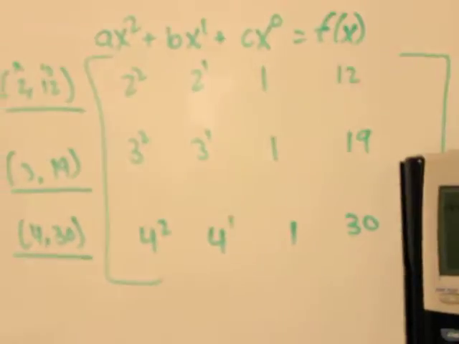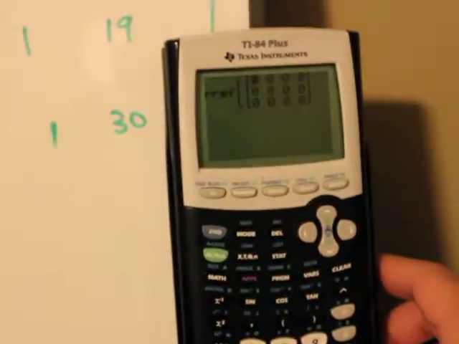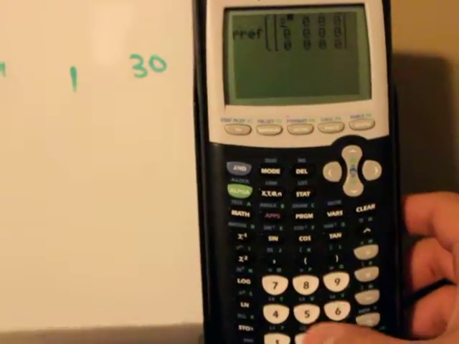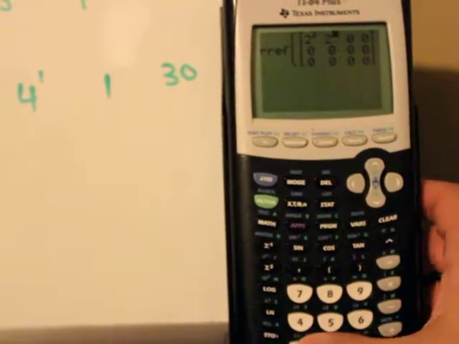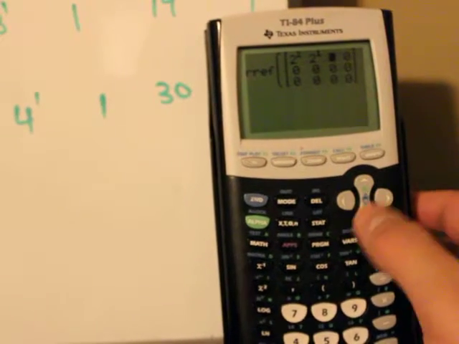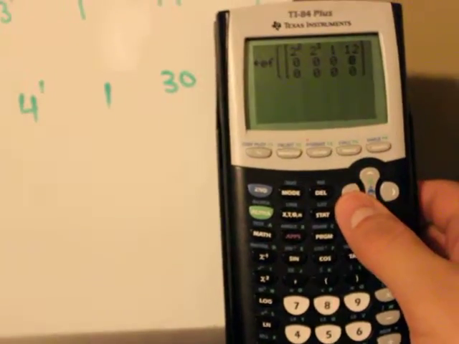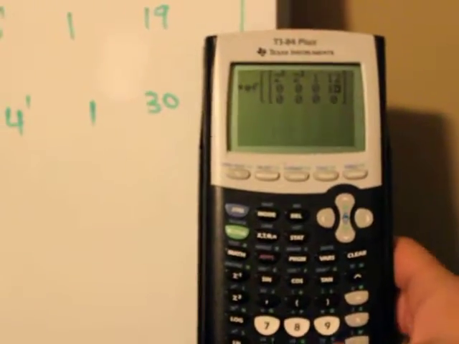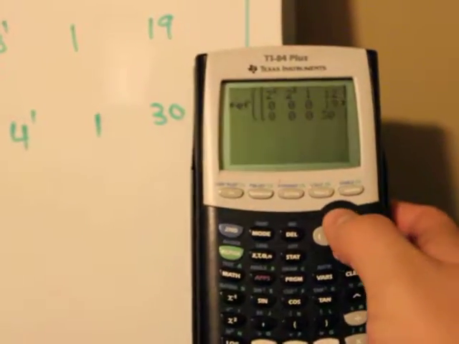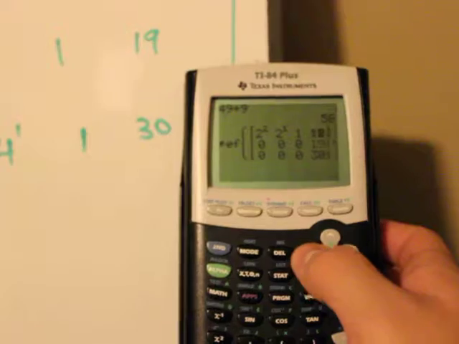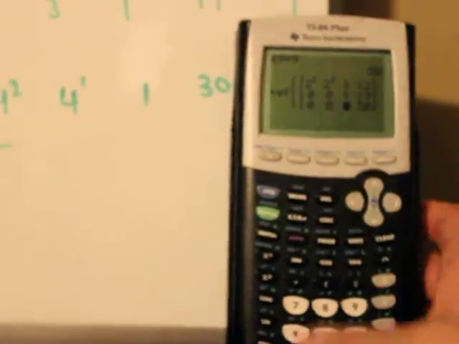It's pretty much this. All I need to do now is enter in the points. So we have 2 squared. We're going to go ahead and just put in 2 squared. Then we're going to move over here and put 2 to the 1. Here is 1. Here is 12. Right there is 19. 30. Okay. All I am doing is filling in these rows. Right here, these entries are always 1.